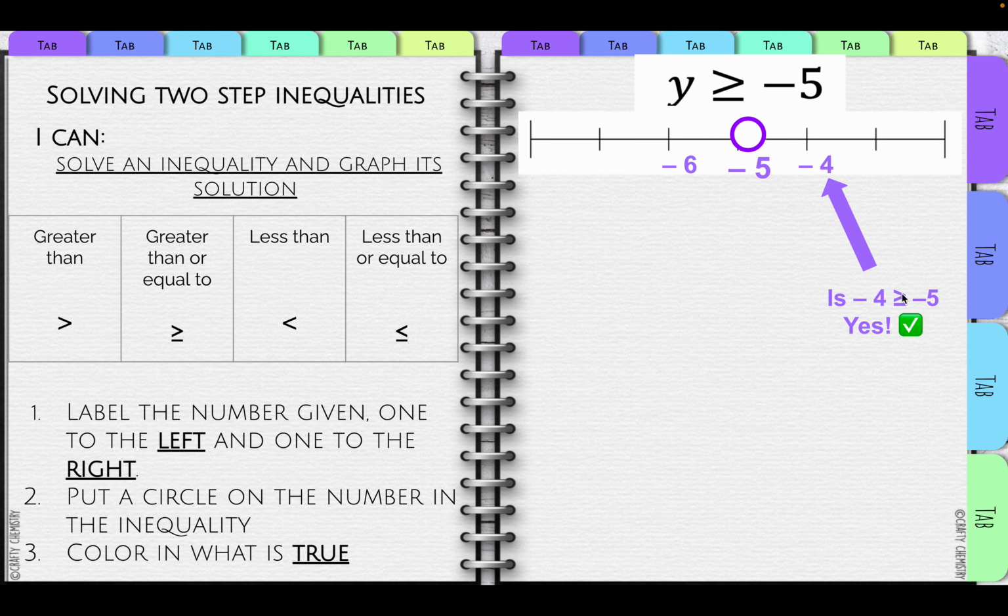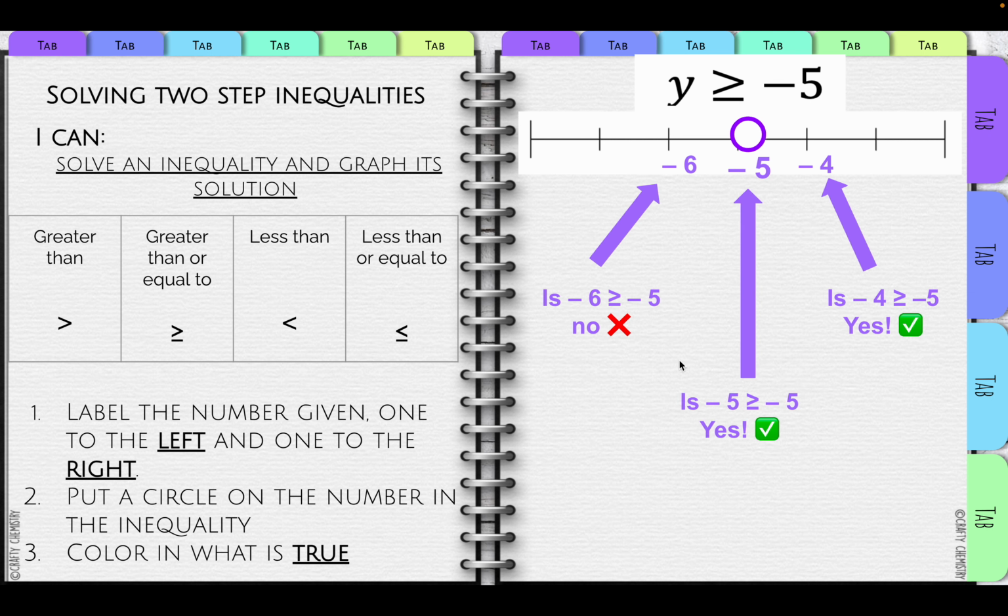Yes. Negative 4 is greater than negative 5. Then I try negative 6. Is negative 6 greater than or equal to negative 5? Nope. Negative 6 is less than negative 5. It's also not equal to negative 5, so I don't get to color that direction.